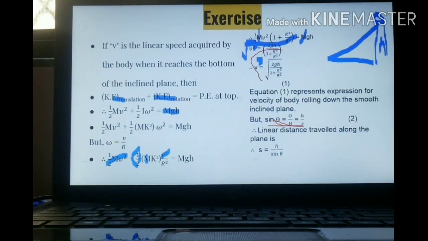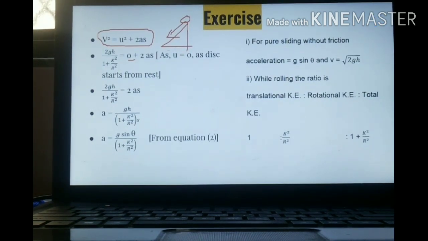This is the value of v. We want to substitute the value as v square, so this root sign will go away. Therefore the root sign is not there. I have just substituted 2gh upon 1 plus k square upon r square is equal to 0 plus 2as. Again this term will go away because it is 0. We want to calculate the acceleration from this equation.